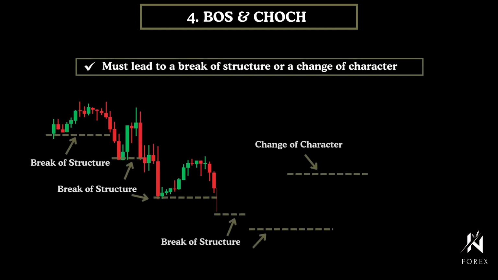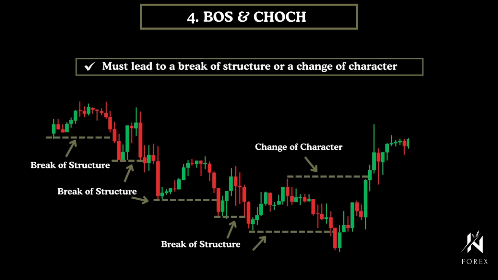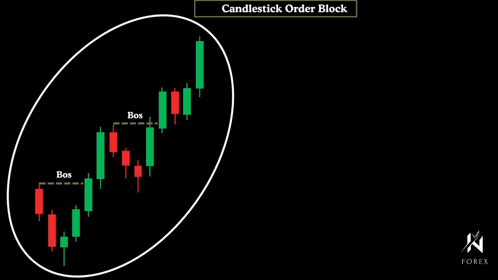Rule number 4 highlights that a high-quality order block must result in a break of structure or a shift in market character. These two elements, break of structure and change of character, are critical indicators that help determine whether the market will maintain its current trend or reverse direction. This reinforces our understanding of how order blocks function. Let's go through additional examples.